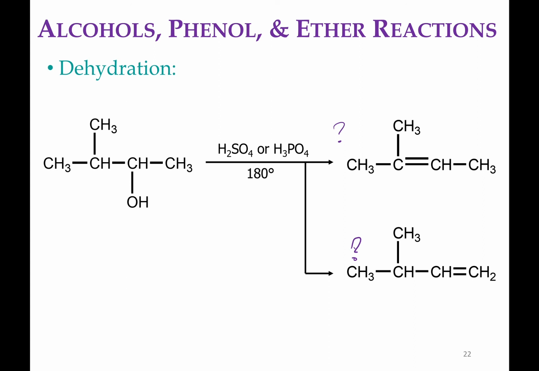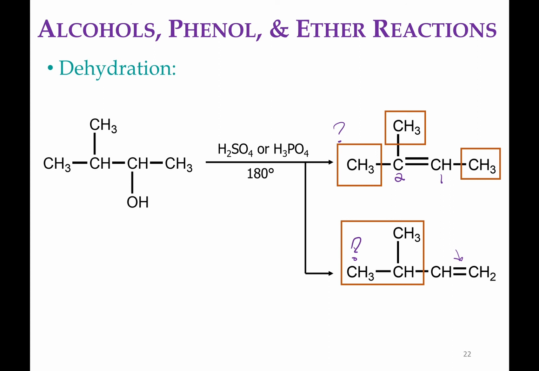Well, let's look at how many substituents. 1, 2, 3. So this carbon has 2, and this carbon has 1 for a total of 3. This double bond here, we have 1. So according to me, 3 is greater than 1. I hope you're with me on that one. So this top product will be our major product, and the bottom will be the minor product. So the more substituted alkene. Excuse me, alkene. I just said that.